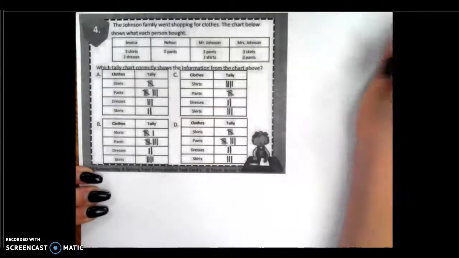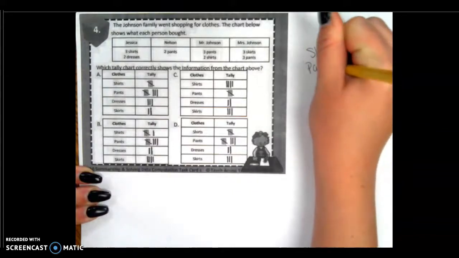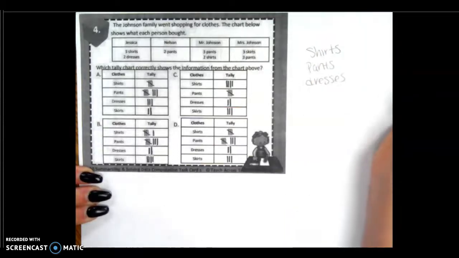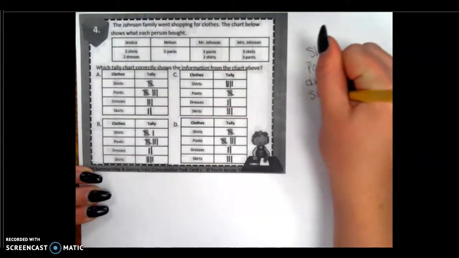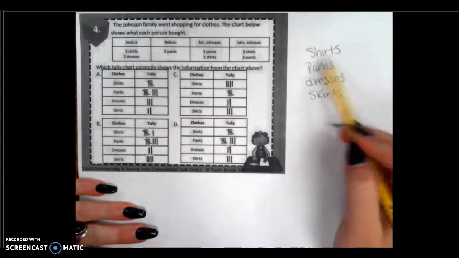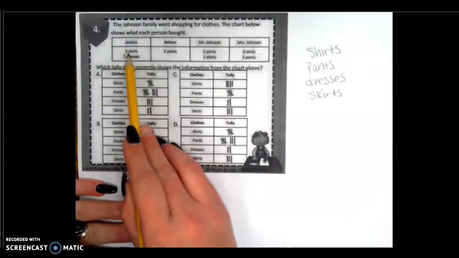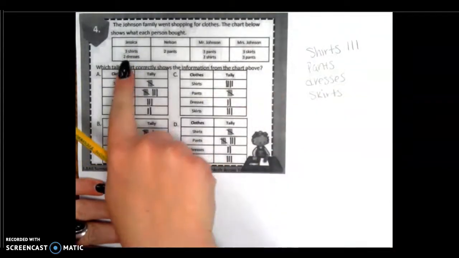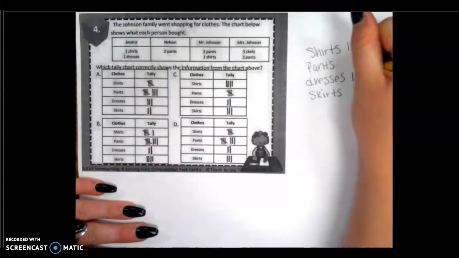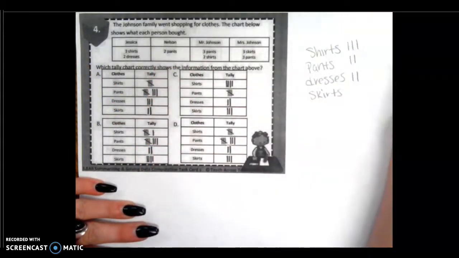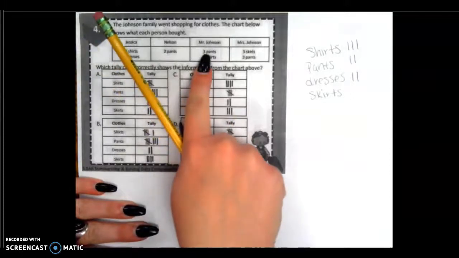Well, let's see what kinds of clothing we have. We have shirts. We have pants. We have dresses. We have skirts. So, let's see. For shirts, we have Jessica bought 3 shirts. So, 1, 2, 3 shirts and 2 dresses. 1, 2. Nelson bought 2 pairs of pants. 1, 2.